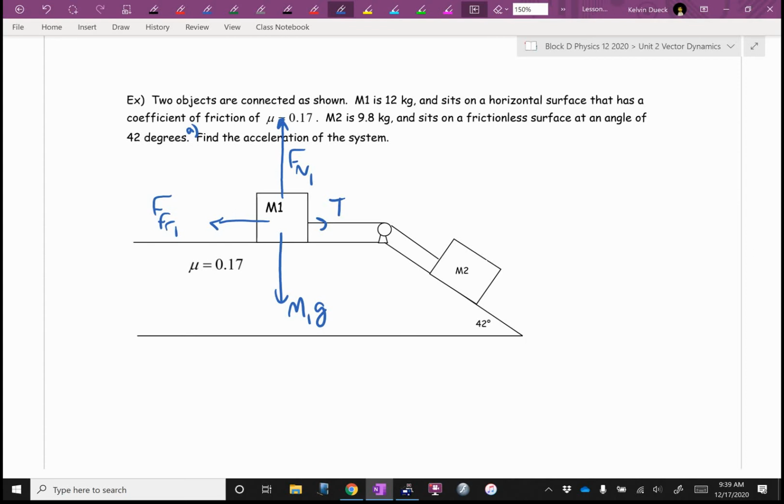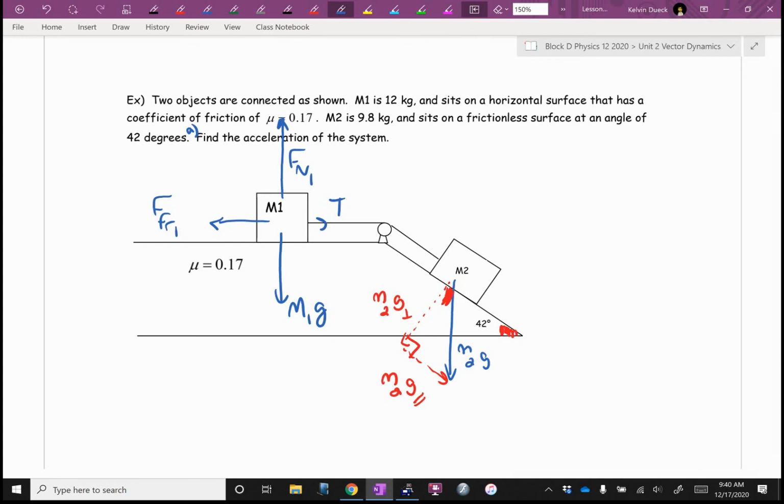What are the forces acting on M2? Get the obvious one. I'll put the M2G on the pointy side. I'll pause. It's a ramp, so components. M2G perpendicular. M2G parallel. 90 goes there. Color, color, color, color. What else?